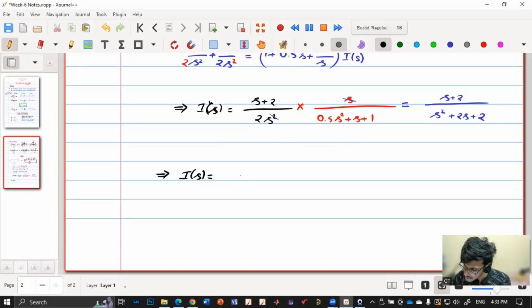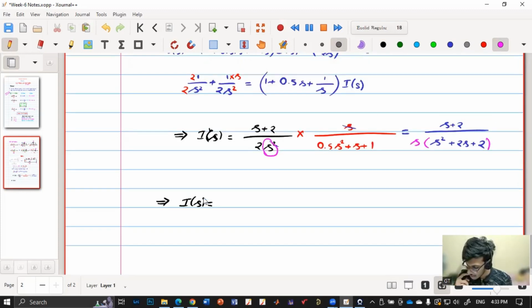Okay, I have missed this term, so there will be one additional s also. We have not pointed it out. So our I of s is (s plus 2) upon s into (s square plus 2s plus 2).